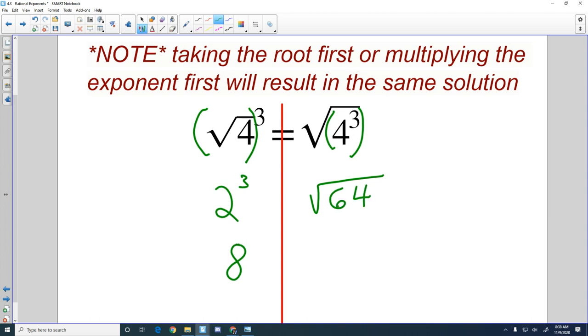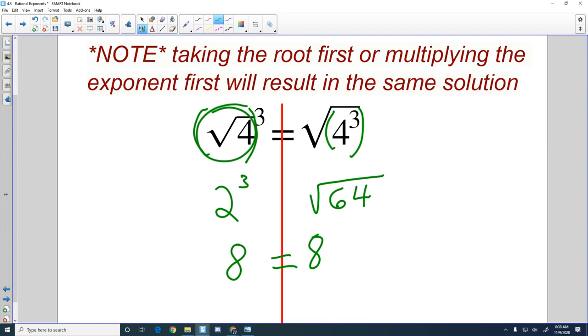Do any of you know what the square root of 64 is off the top of your head? Yeah, that's just an 8. Do we get the same thing? Yes, we do. So the good news is order does not matter when you're taking a root or taking it to an exponent. My suggestion is, if you can, always take the root first, because that's going to give you a smaller number.